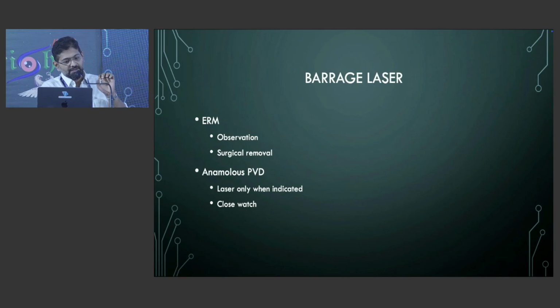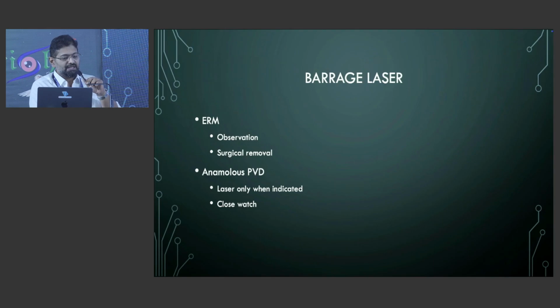So what happens is, when you do a laser, there is some amount of inflammation happening. Most of these patients tend to have a PVD. So all these inflammatory cells come and settle over the macula, and next is an epiretinal membrane. When you have an ERM, if the patient's vision is fine and the patient is not symptomatic, you can observe. If the patient is symptomatic, with metamorphopsia, the patient has to undergo a surgical removal.